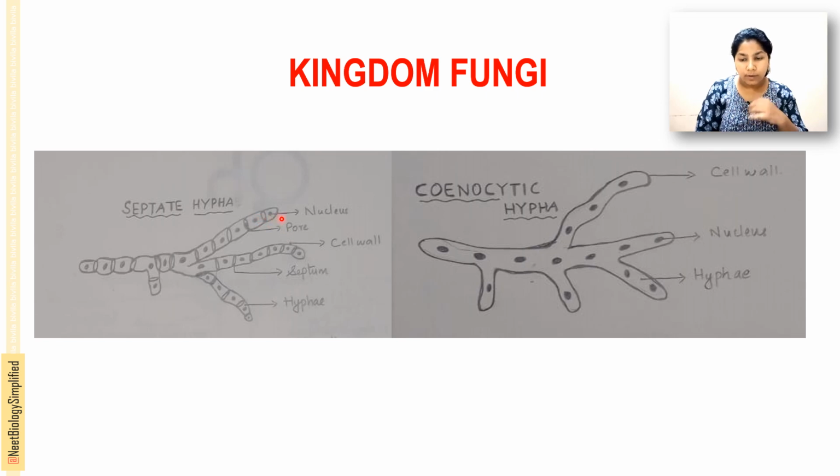Each compartment contains a nucleus, and this is a cenocytic hypha, which is not compartmentalized, that means there are no cross walls. You can see the cell wall here and the nuclei here. There is no division or separation, so that means it is a multinucleated hypha. They are called cenocytic hyphae.